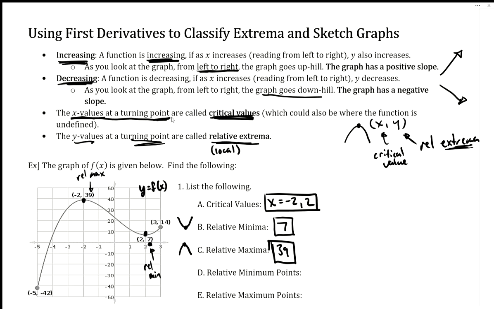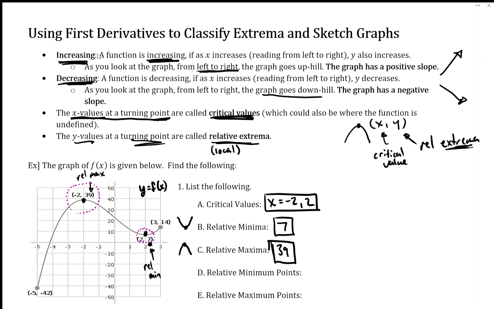They call them relative, so notice it's not the smallest y coordinate. There's a much smaller -42 down there. They call them relative maximums or relative extremas because we have a small neighborhood around this point, and in this small neighborhood, that 39 is the biggest value. Similarly over here, if I draw a little circle around it, in that small region, that is the smallest y value.